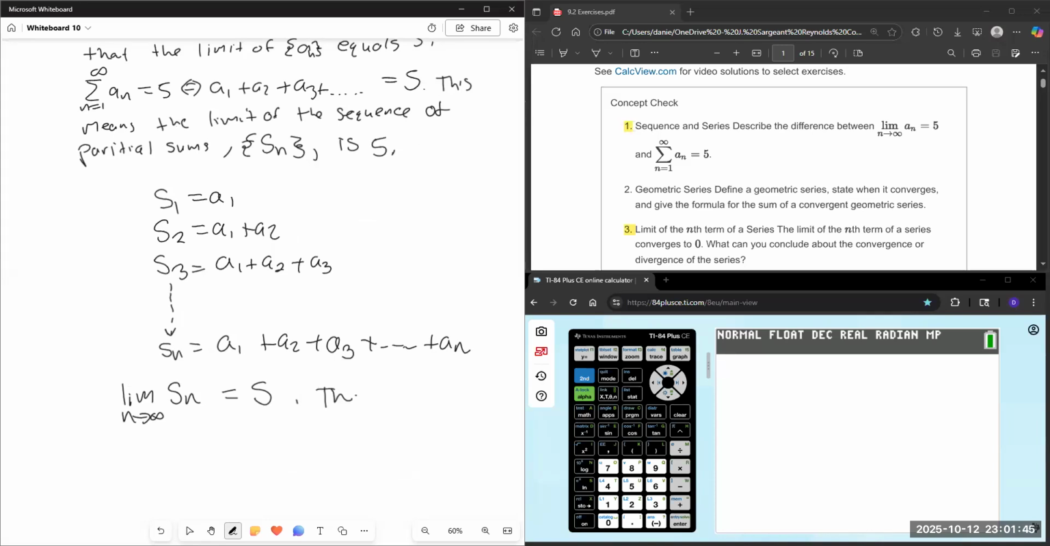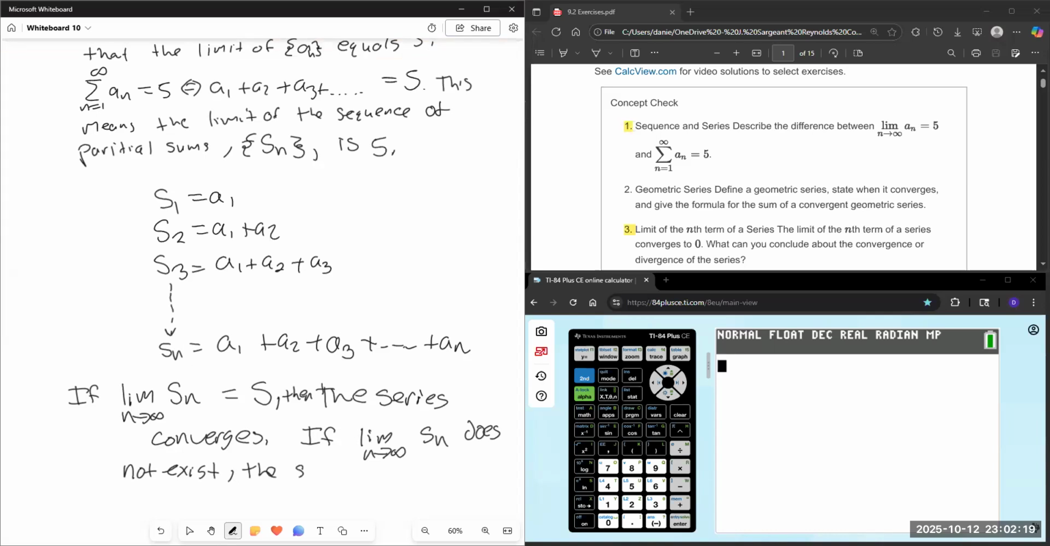the series converges. If the limit as n goes to infinity of S sub n does not exist, the series diverges.